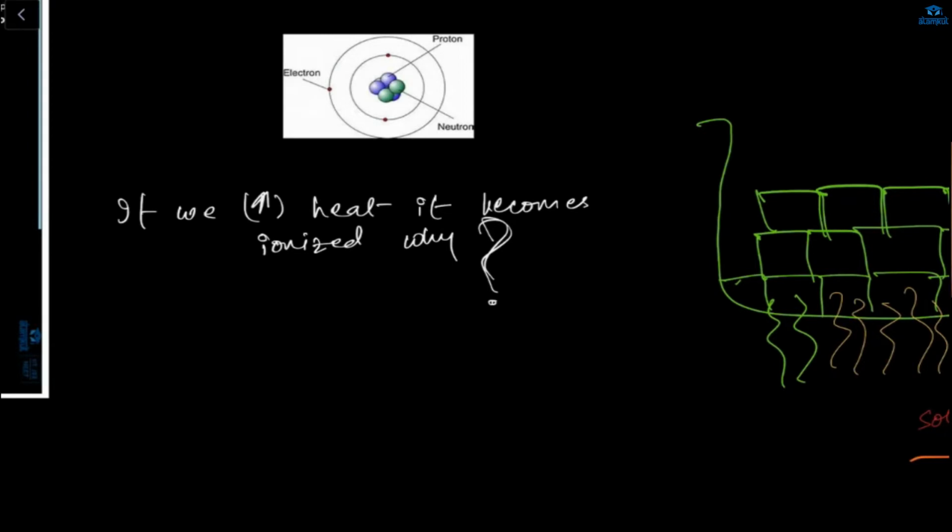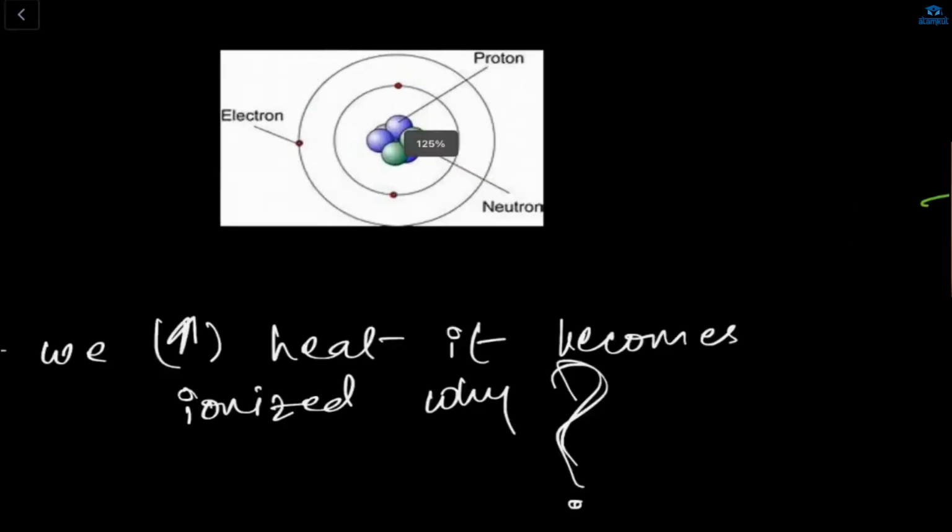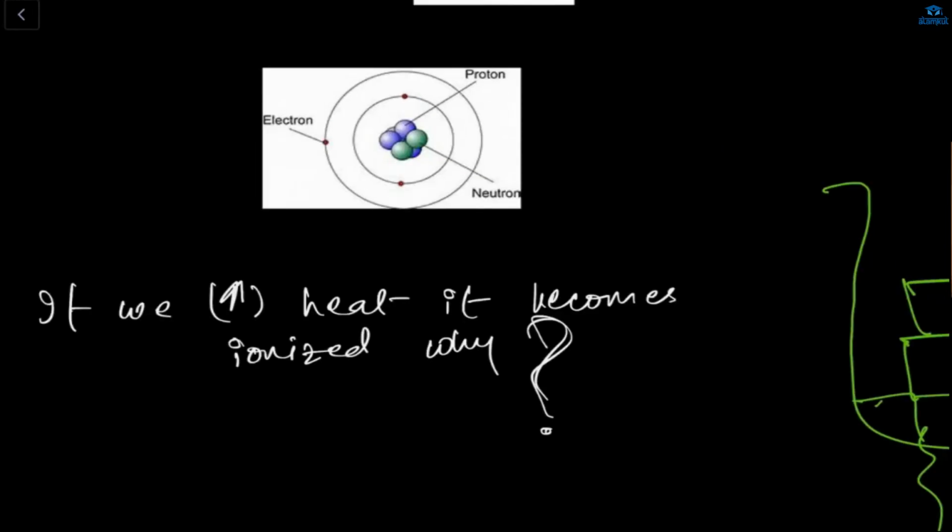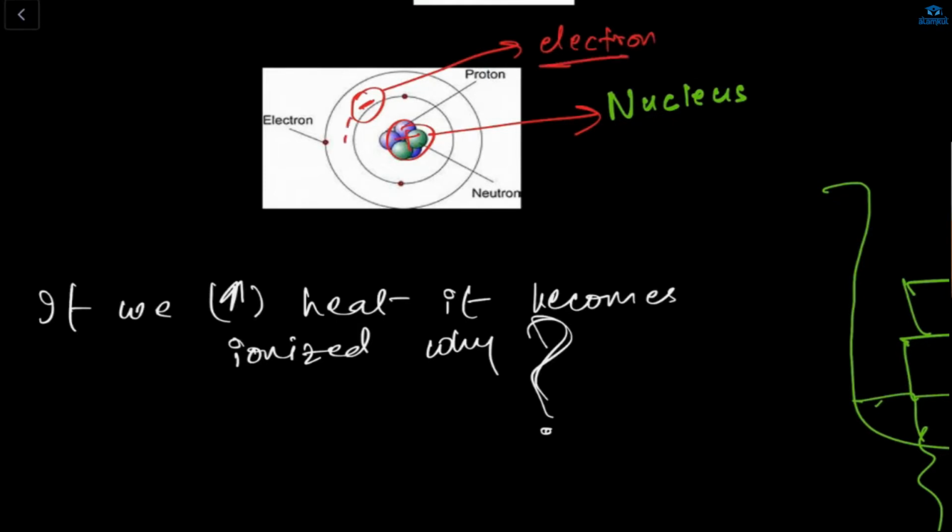Correct. See what happened here. This is my nucleus, and this is the electron. Let me draw with red color. This is my nucleus, the positive, and this is the electron, the negative. The electron revolves around the nucleus. Yes, ma'am, the electron is revolving around the nucleus.